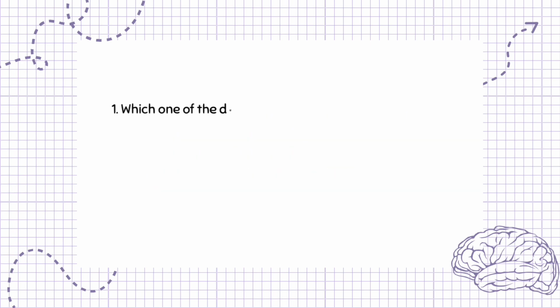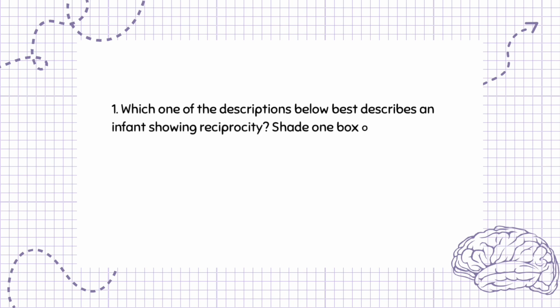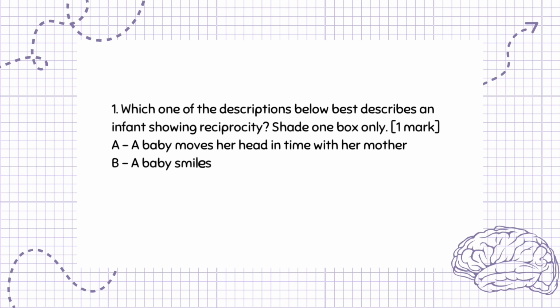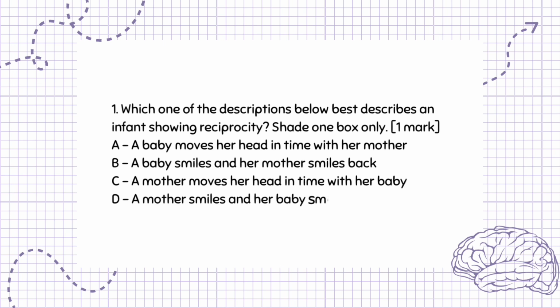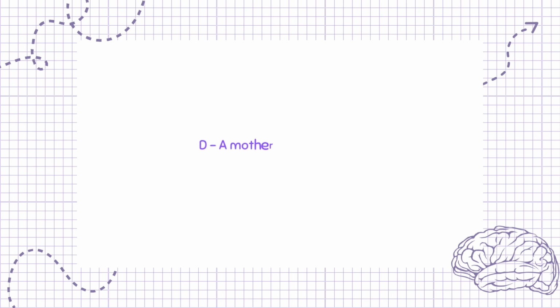Question 1. Which one of the descriptions below best describes an infant showing reciprocity? Shade 1 box only. 1 mark. A. A baby moves her head in time with her mother. B. A baby smiles and her mother smiles back. C. A mother moves her head in time with her baby. D. A mother smiles and her baby smiles back. The answer is D. A mother smiles and her baby smiles back.